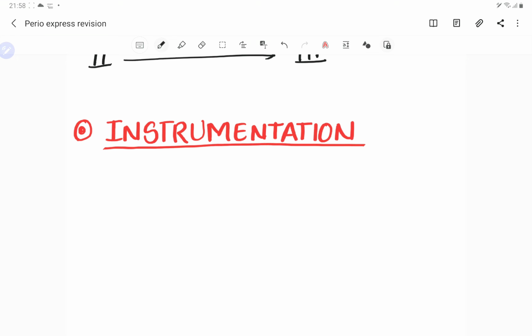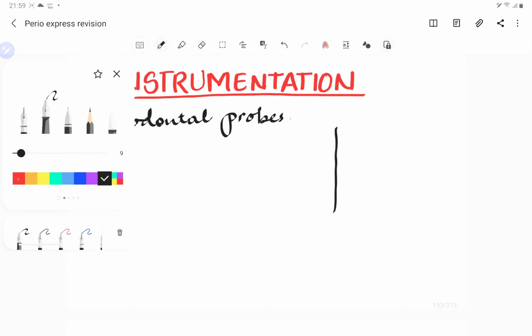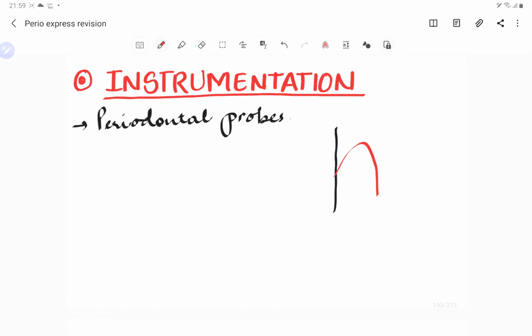In this video or lecture we are going to talk about the instrumentation, such as the periodontal probes. Periodontal probes are basically probes, a kind of explorer with a blunt tip, and there are gradations in the probe. So there are calibrations, or we can say markings, in millimeters on that probe. Once we penetrate this probe into the gingival sulcus, we can actually measure the depth. We can measure how much is the depth of the gingival sulcus.